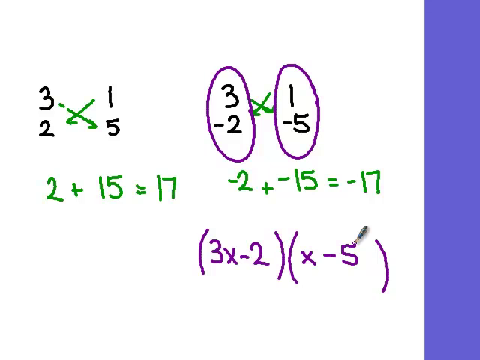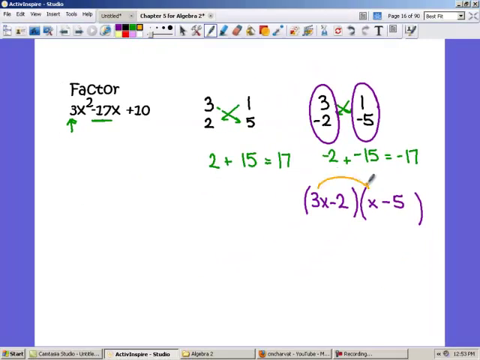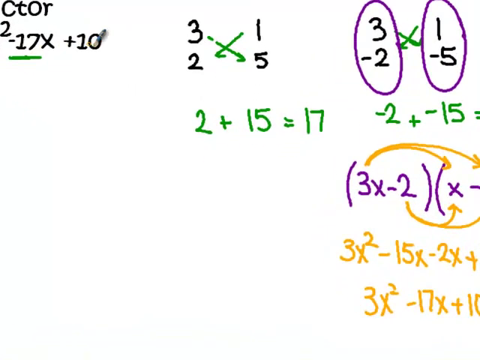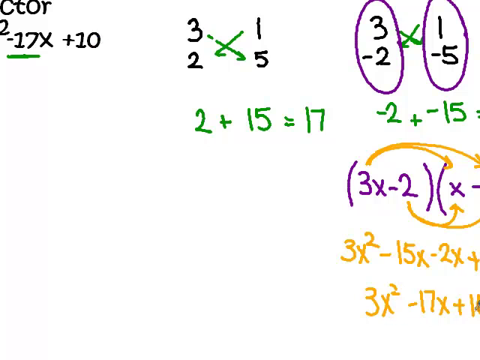And again, you can go through and check these to make sure you did them right. So 3x times x is 3x squared. 3x times negative 5 is negative 15x. Negative 2 times x is negative 2x. And negative 2 times negative 5 is positive 10. And the only thing you have to do is add the like terms in the middle. And you compare over here. Do we have 3x squared minus 17x plus 10? Yes, we do. So we did it correctly.